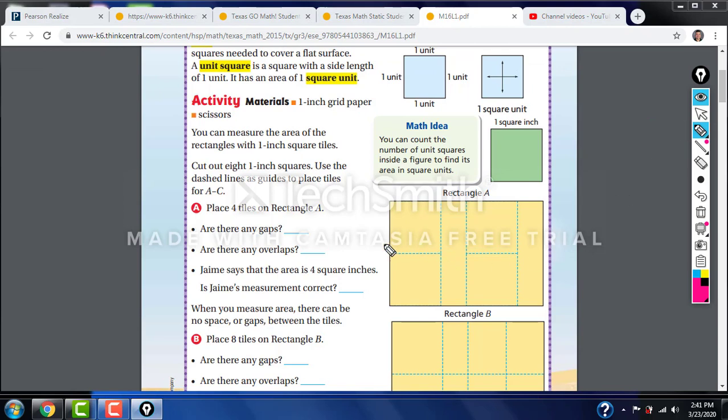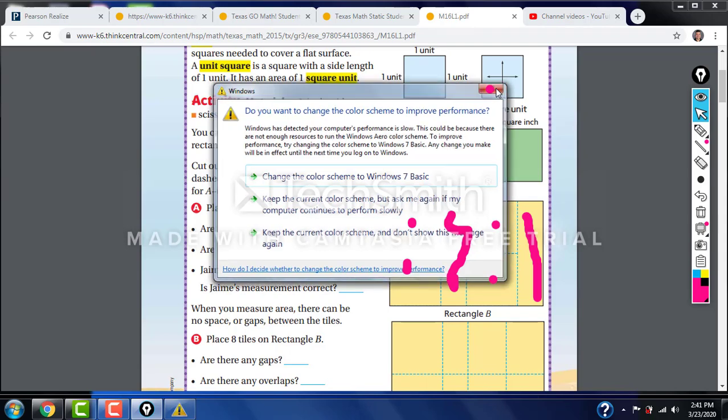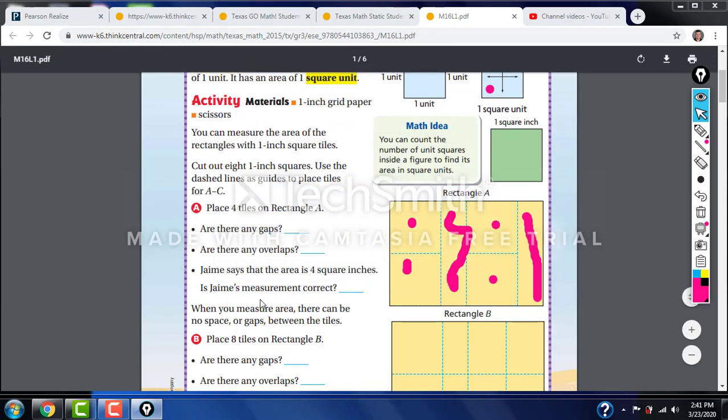First question is asking you, are there any gaps? It's a yes or no question. You have 1 square here, 1 here, 1 here, 1 here. Yes, you do have gaps right here and right here. Are there any overlaps? That means, does this square overlap with this square here? No, there are no overlaps here. Jamie says that the area is 4 square inches. We're trying to see whether that is correct or not. Is Jamie's measurement correct?